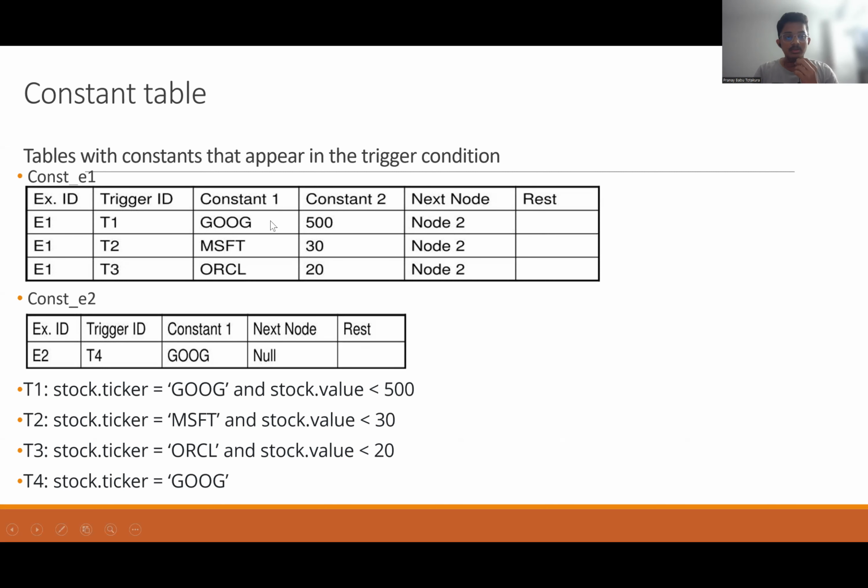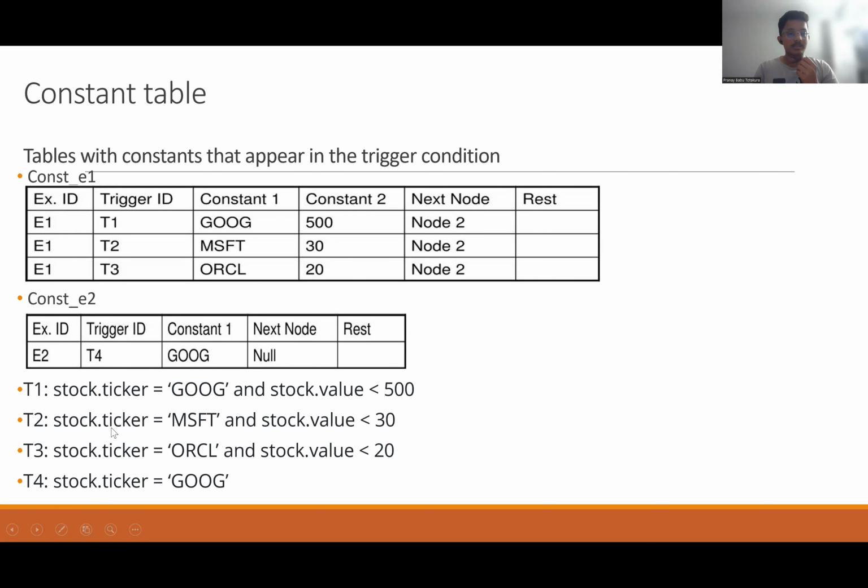Suppose in the const E1 table we use a total of two types of constants, and in the const E2 table we use only one type of constant. In constant one we store the values Google, Microsoft and Oracle, and in constant 2 we store the values 530 and 20. Coming to the E2 ticker value, where there is only one constant table, we use only Google as the constant value, and null in the second constant table.